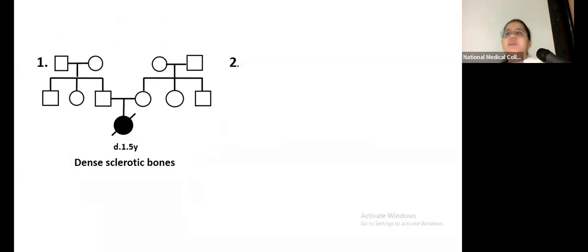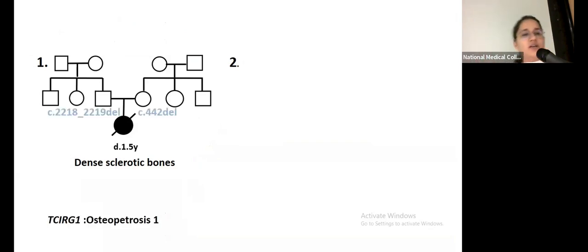The first case was a child who died at 1.5 years. All the parents could tell us was that in the X-rays, the doctors used to say that the bones were very dense. This is a specific phenotype for a disorder known as osteopetrosis. The couple underwent exome sequencing, and we found a pathogenic and a likely pathogenic variant in the mother and the father, and we could confirm that the diagnosis must have been osteopetrosis.